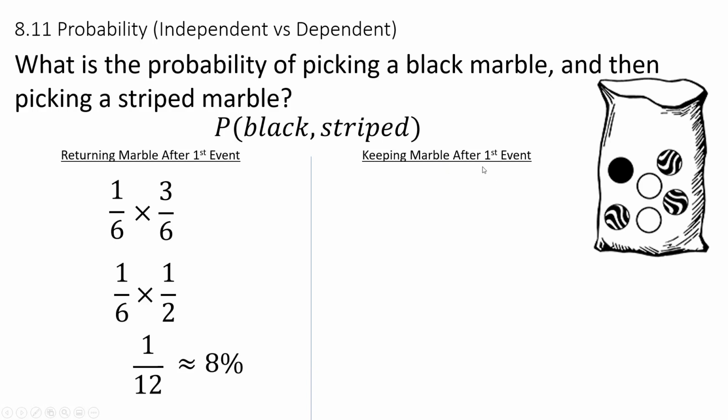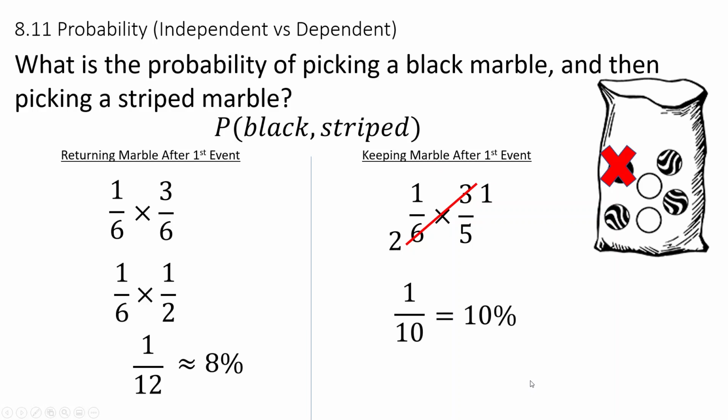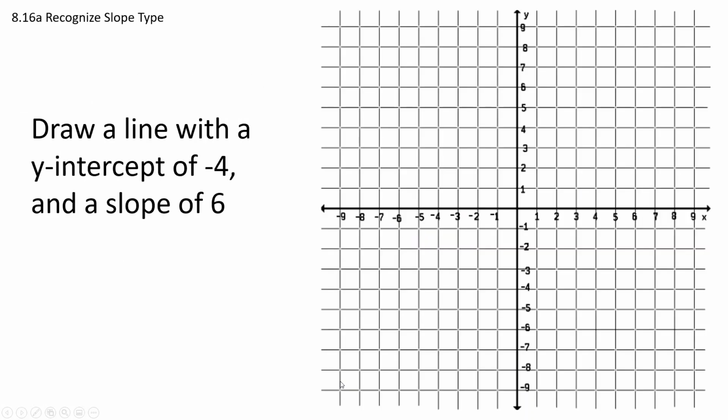Keeping the marble after the first event, for the first one it's 1 out of 6. Suppose you do get that black marble, you have 3 out of 5 for your next one, for your striped. Now you can do some cross-canceling. Hopefully you remember how to do that. 3 goes into both of these, it goes into 6 twice, goes into itself once. 1 times 1 over 2 times 5, you have 1/10, which is a 10% chance. So you've got returning your marble, putting it back in the bag, and then keeping the marble. 2 different scenarios. All right, we'll keep going.